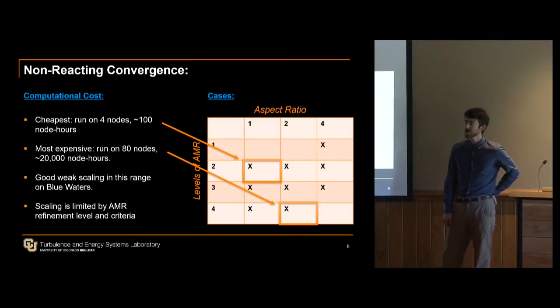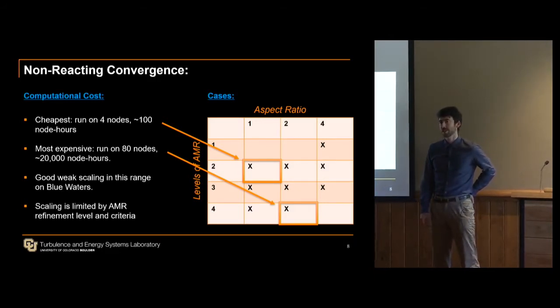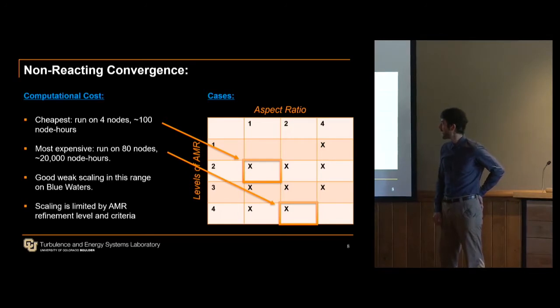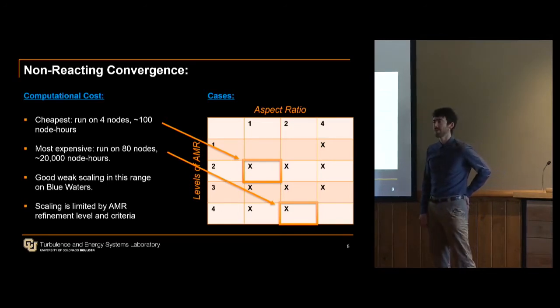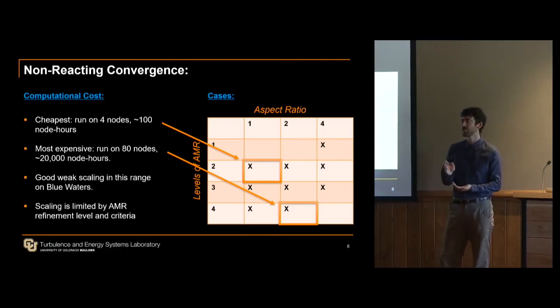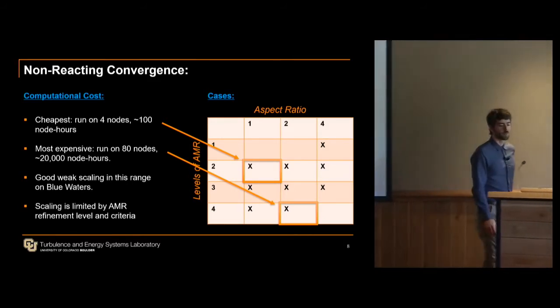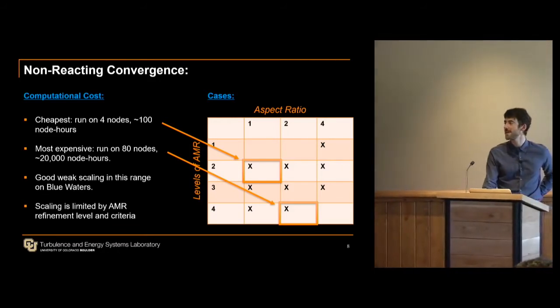We have good scaling in this range, but we haven't really pushed the boundaries of that scaling on Blue Waters just yet. It is also limited by the refinement criteria that you choose. If you can imagine choosing, say, temperature or vorticity to refine on, you might not be able to exactly predict how large your computational domain is going to be. So that puts some limits on how perfect a scaling you can implement ahead of time.